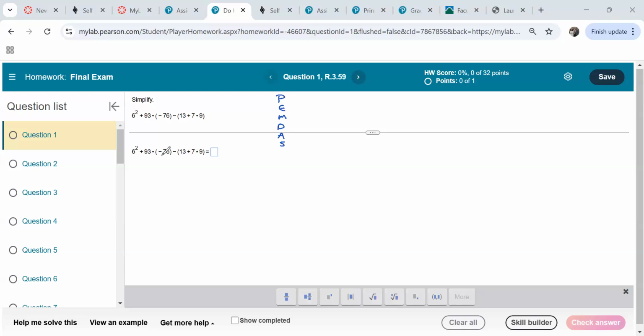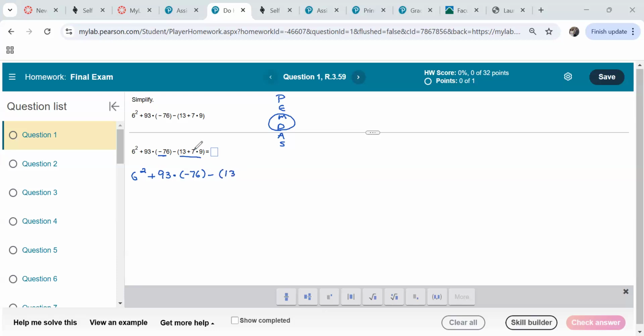We're going to deal with our parentheses first. These ones don't do anything, so we're dealing with these ones. So we have 6 squared plus 93 times negative 76. Like I said, this one doesn't really do anything. It's just telling me I have a negative here. These ones I have to worry about. So according to PEMDAS, if I go inside my parentheses, I have to do multiplication and division first.